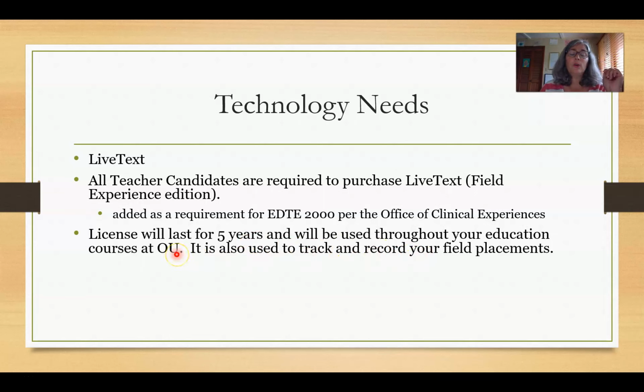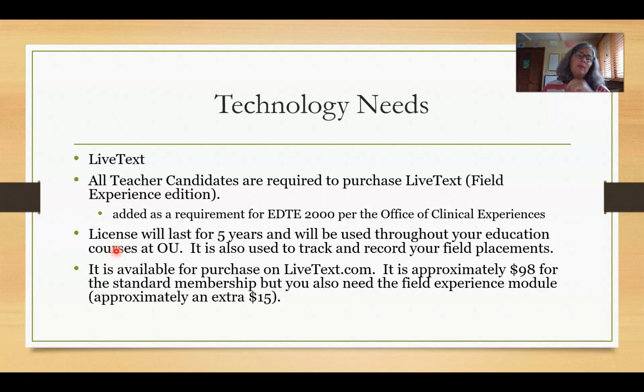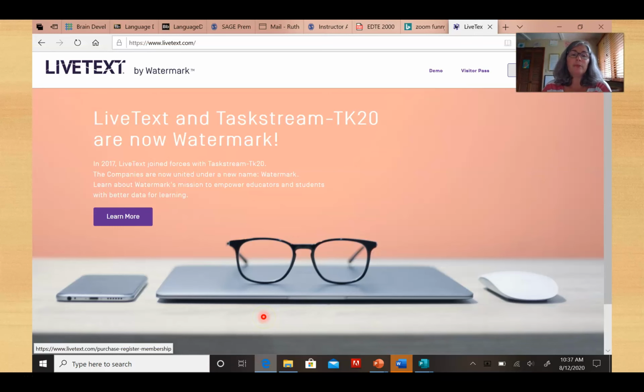We use it to track your field placements, to give you credit for your field placements, and a lot of your future courses will use it for things like portfolios and assignments. You have to go to livetext.com to purchase it. I could not get the exact price because in order to get the price, I had to go more steps ahead than I wanted to. As a student, I would have to type in all of my information. But I know last year it was $98. That extra field experience module was an extra $15 last year.